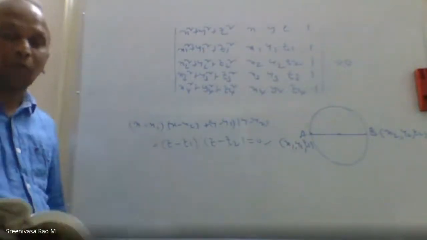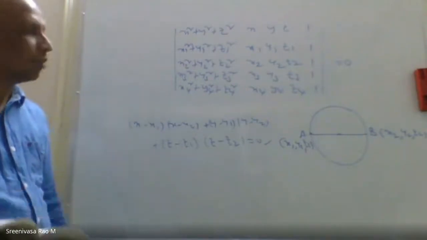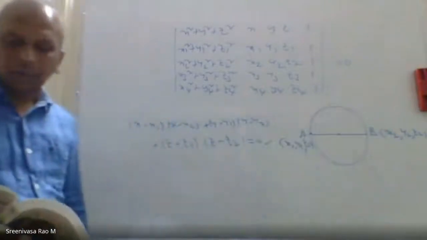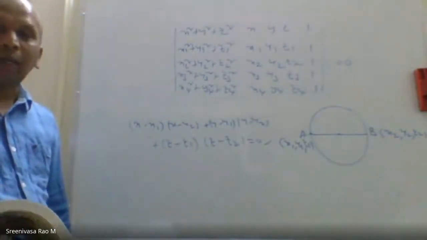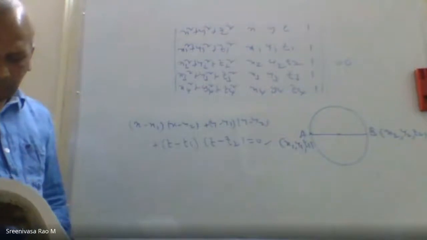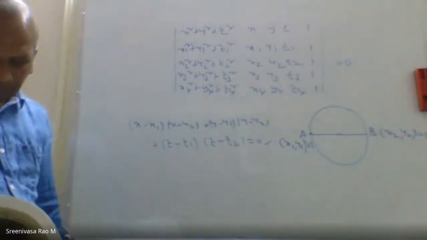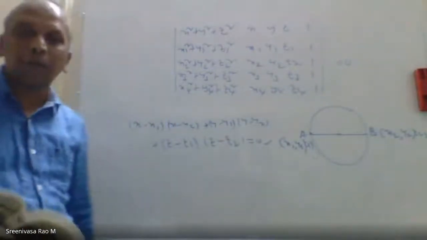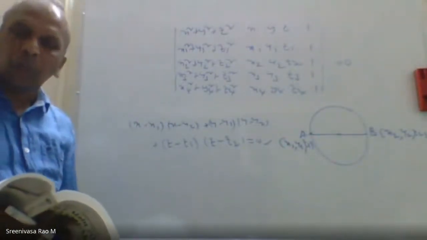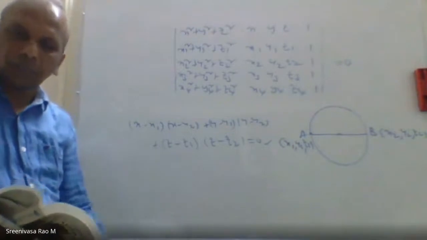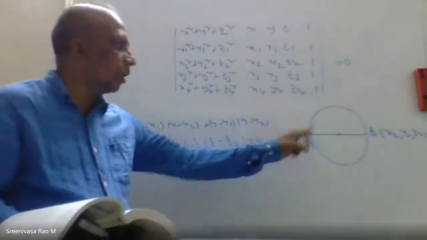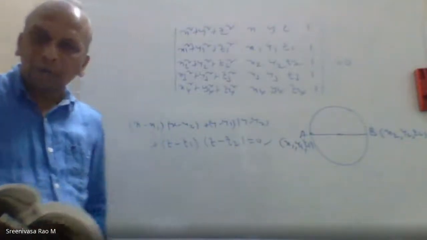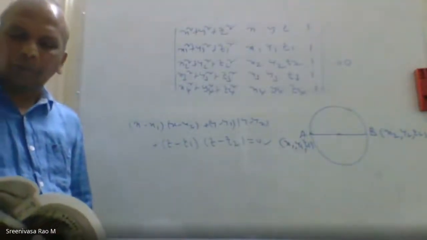Suppose they ask for the vector form. Let the end points be a bar and b bar. We can write r bar minus a bar dot r bar minus b bar equal to 0. That gives the same thing in vector form.